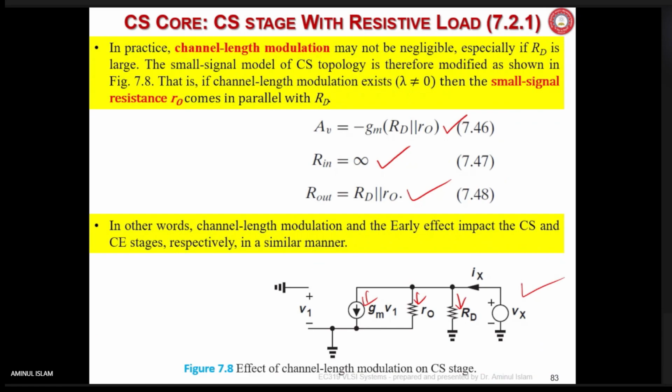So in practice, channel length modulation may not be negligible. Now we are going to consider the RO, especially if RD is large. The small signal model of the CS topology is therefore modified as shown in this figure. This RO has to be connected in parallel with RD in this way, and then things will be different. Input impedance is going to remain the same. AV is going to be minus GM into RD parallel RO, and R out is going to be RD parallel RO.